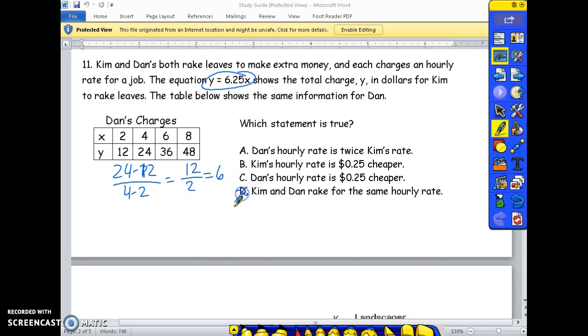They do not charge the same rate, so it can't be D. His is cheaper than hers, so it can't be A or B. Our answer is C. He is 25 cents cheaper than Kim.